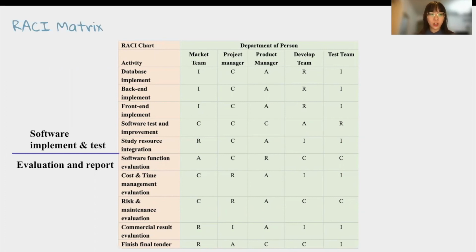And the fourth stage is evaluation and report. The project manager is responsible for cost and time management evaluation and the risk maintenance. And marketing is responsible for commercial results evaluation and the final tender.